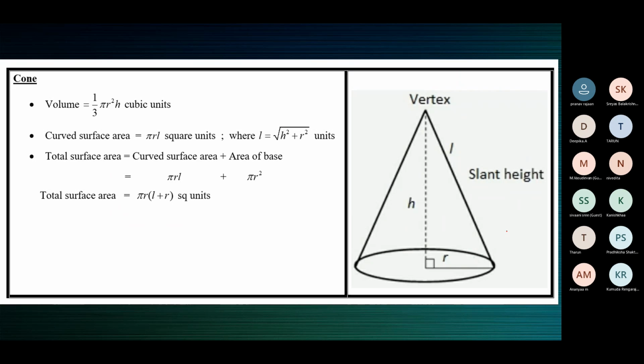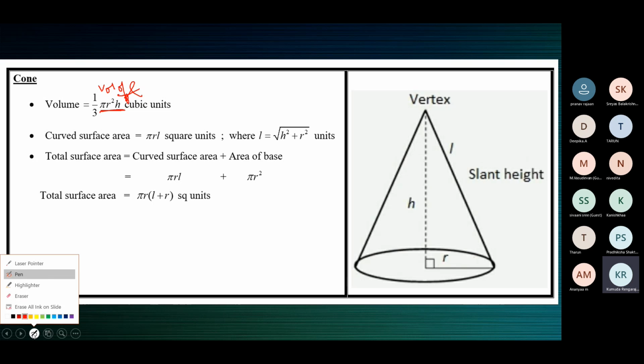That's why we have the formula like this. Volume of the cone is 1/3 pi r square h. Volume of cylinder. This is volume of cylinder. All right. So that's about volume.